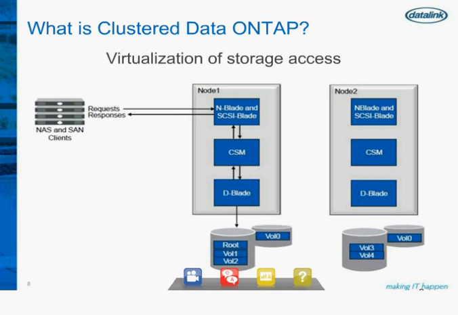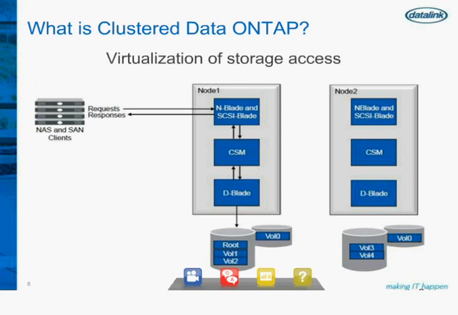So the CSM is basically the configuration database that provides the connectivity between the N-blade, the D-blade and the SCSI blade, and allows us to essentially create a virtualization of access. So instead of access being focused like 7-Mode, where if a request hits controller 1, it can only communicate with disk on controller 1, now we have the ability to essentially have any-to-any connectivity, where a client that connects to a front-side connection, whether it be block via iSCSI or Fibre Channel, or to an NFS or CIFS connection, can access storage resources on the D-blade on any other node.